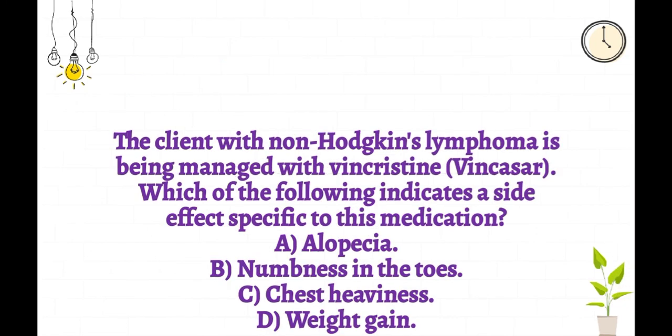The client with non-Hodgkin's lymphoma is being managed with vincristine. Which of the following indicates a side effect specific to this medication? Alopecia, numbness in the toe, chest heaviness, weight gain. This is a memory-based question. You have to know the side effects of vincristine. The answer is numbness in the toe.